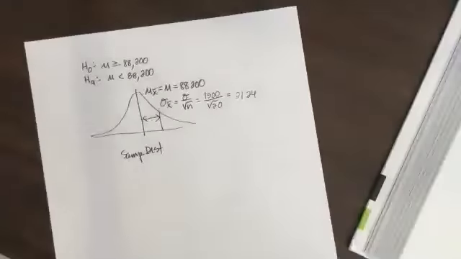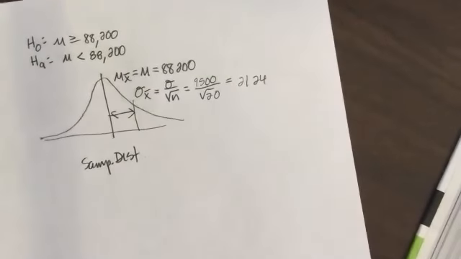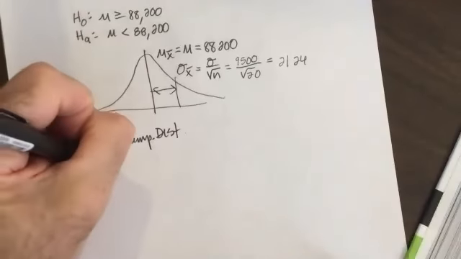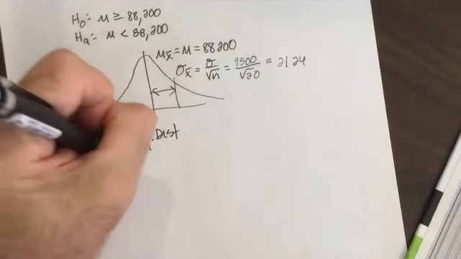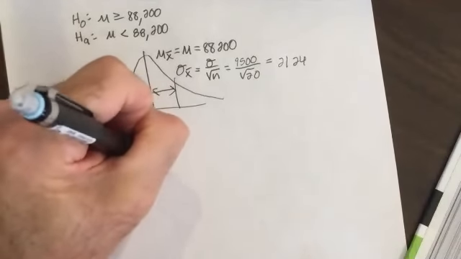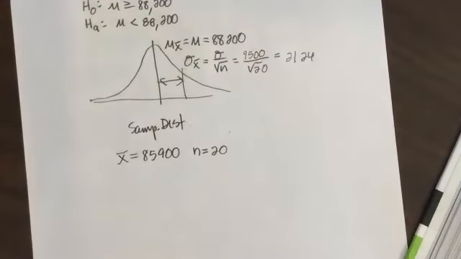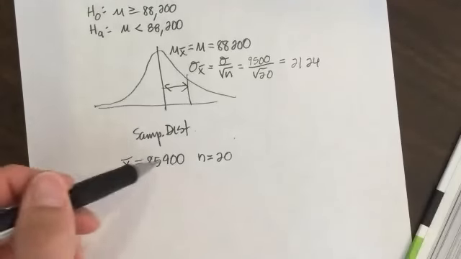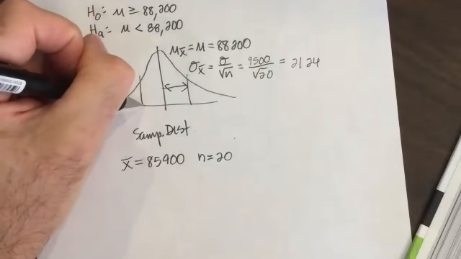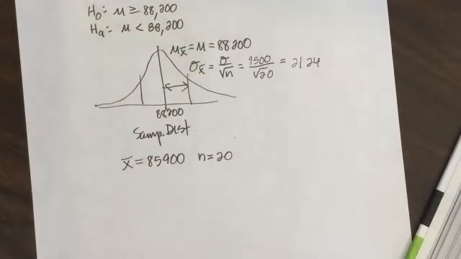Okay, so now we're going to say, all right, what are we going to test? We got a sample mean of 85,900 with a sample, right, of size 20. So if this is 88.2, then 85.9 is low, right? 85.9 is going to be low, but how low? That's what we want to know.